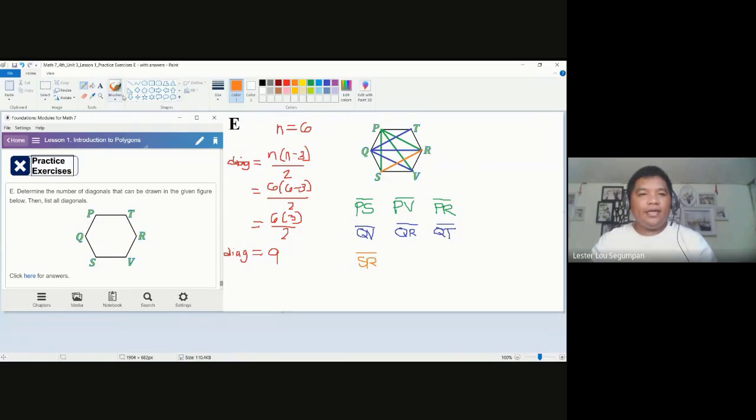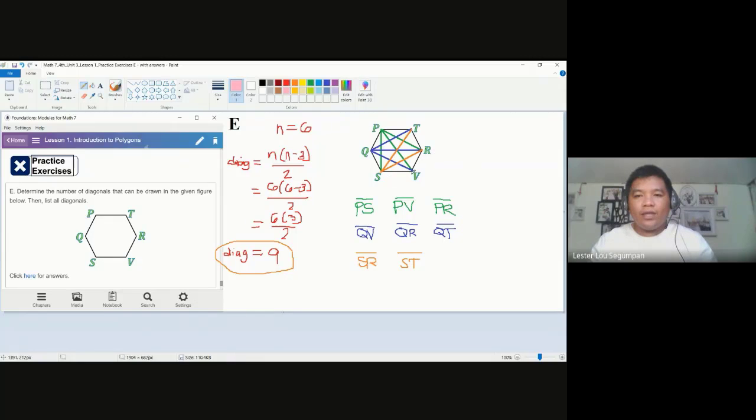And then the next would be S and T. So you have here the line segment S and T, or TS. And then no need for SP because they were already connected earlier. So we only have two for this. No need to duplicate the third one. So we have 1, 2, 3, 4, 5, 6, 7, 8. We still have one more. And what line segment, or what diagonal, is that? Let's continue with the color pink here.